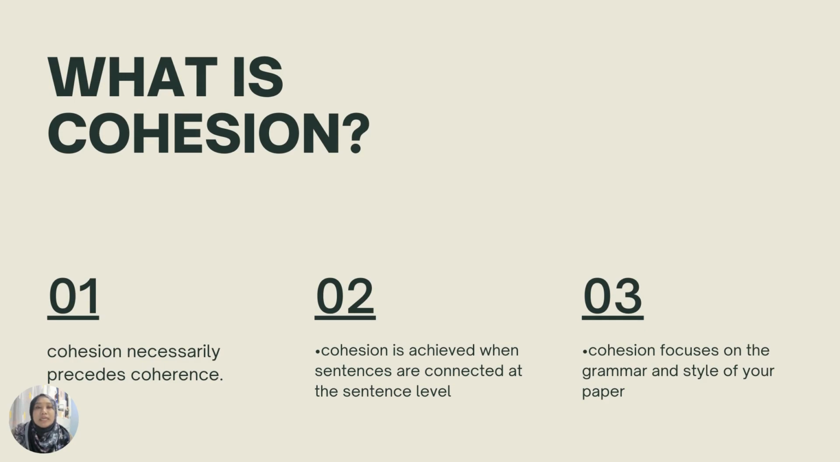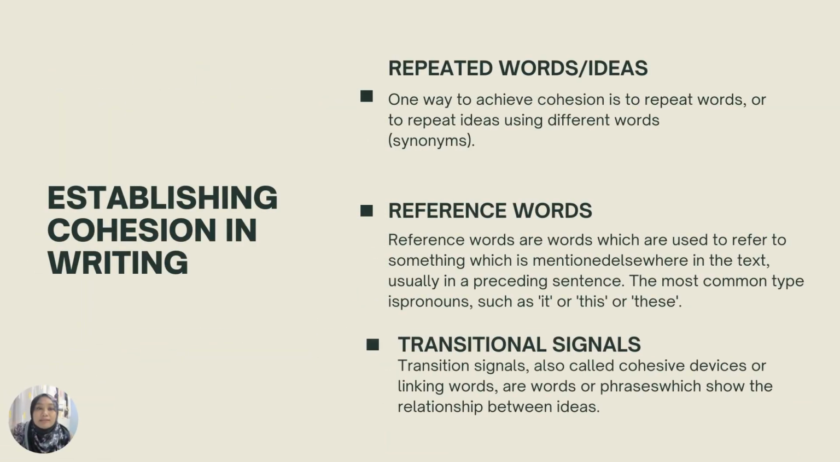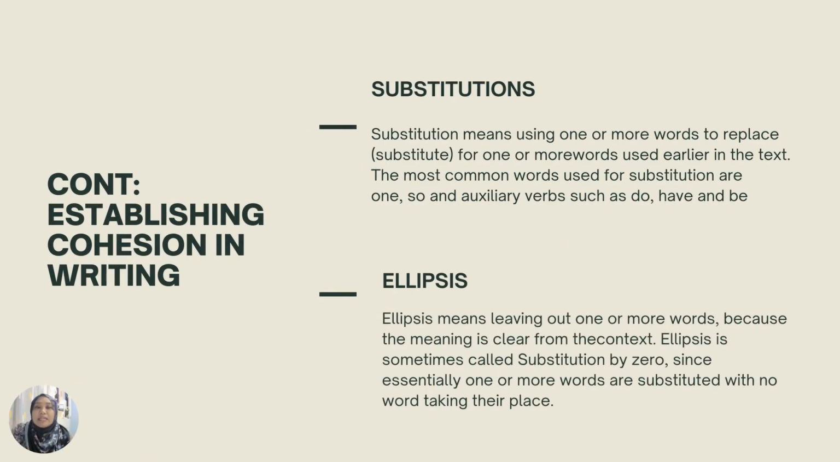Next, you need to make sure that your writing has cohesion. Cohesion is achieved when sentences are connected at the sentence level, meaning that cohesion focuses on the grammar and the style of your paper. For example, you can use repeated words or ideas, you can use reference words, you can use transitional signals such as however, in addition, and you can even use substitutions and ellipses. Ellipsis means leaving out one or more words from the sentence because the meaning is clear from the context itself, right?